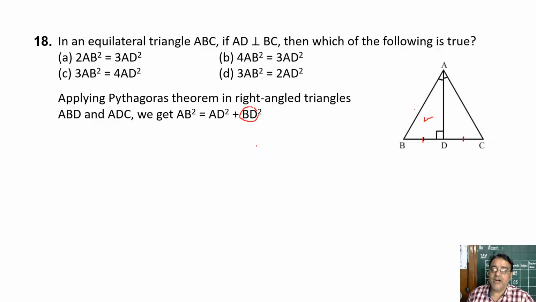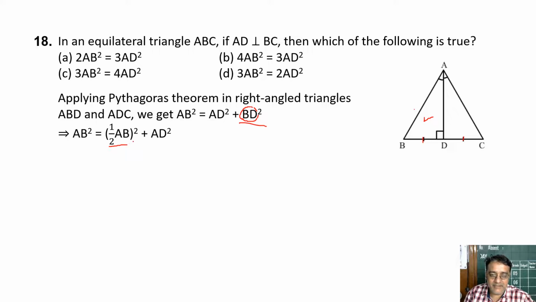Okay. उसको half of AB भी लिख सकते हैं हम लोग. Why? Because it is an equilateral triangle, BD is half of BC, and BC को हम लोग AB भी लिख सकते हैं, because in an equilateral triangle all sides are equal, right? So I am going to replace this by half of AB. Any doubt in this one?